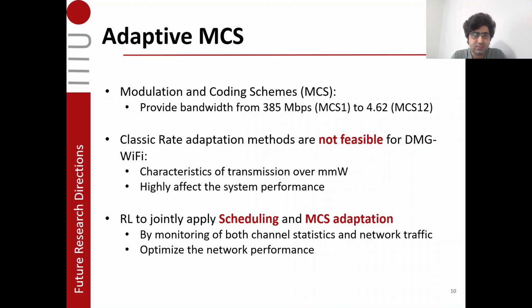Using different modulation and coding schemes provides a wide range of bandwidth. Because of the characteristics of transmission over millimeter waves, the classical rate adaptation methods are not feasible for DMG Wi-Fi, and this can highly affect the system performance. Here, reinforcement learning can jointly apply the scheduling mechanisms with link adaptation by monitoring the channel statistics and the network traffic to optimize the network performance.